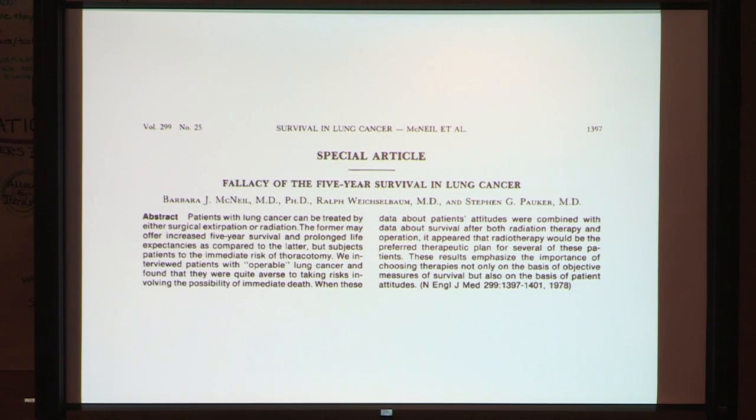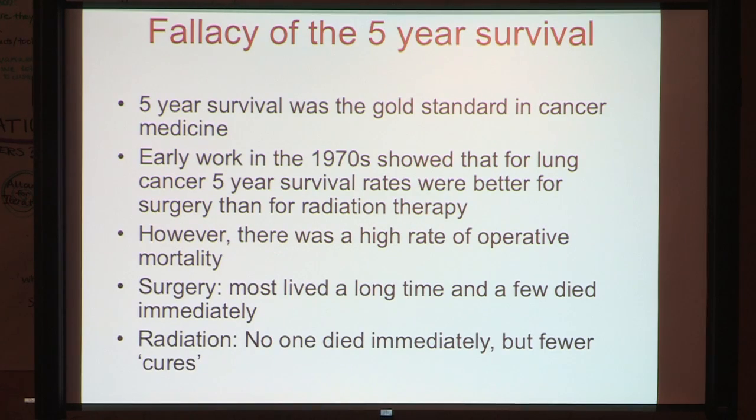So last night, Warner mentioned that New England Journal took a long time, or maybe a very long time, to come around to patient preferences. And this is the first paper, very important paper, I think, that addressed this problem of patient preferences in the New England Journal of Medicine. And it was the fallacy of the 5-year survival with lung cancer. Barbara McNeil, Ralph Weichselbaum, and Steve Pauker, who've done just a ton of excellent work over the years.